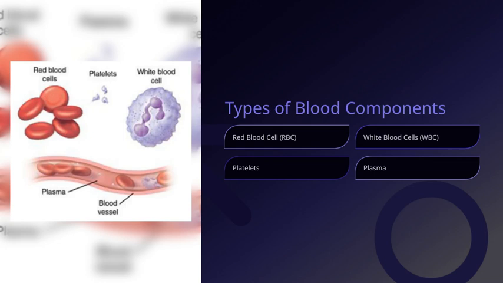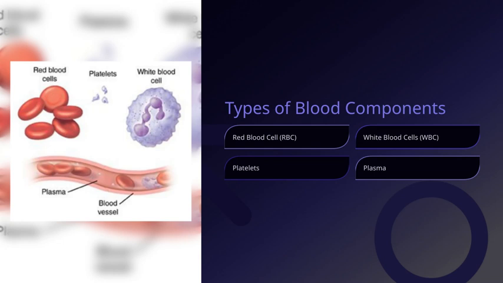Next, there are platelets, which play a crucial role in blood clotting. When we get a cut or injury, platelets quickly gather at the site to help form a clot and stop the bleeding. They are vital for wound healing and preventing excessive blood loss.